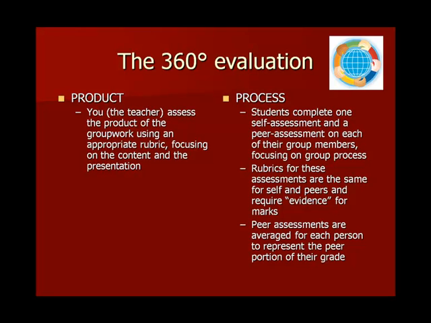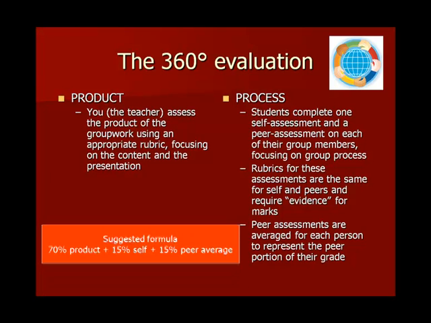They're the same for the self and peer. One just says self-assessment, the other would say peer assessment, and require them to provide evidence for their marks. There's some kind of rationale. They can't just give a person 4 out of 5. They have to answer a series of questions and actually provide some sort of evidence or rationale for why they gave each of their marks. And then these are averaged for each person to represent the peer portion of the grade.